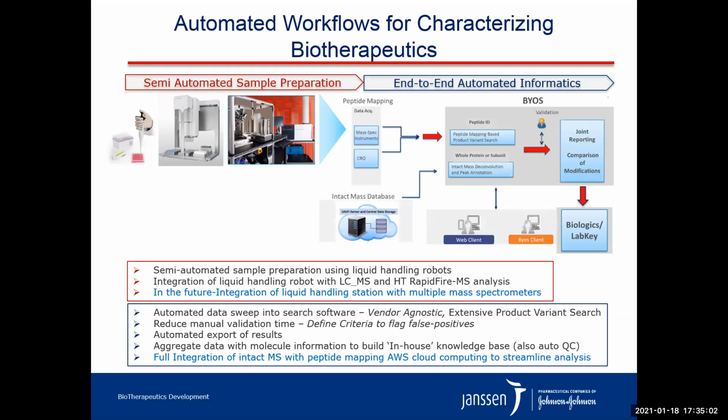Once the data is generated, our end-to-end automated data analysis pipeline using Protein Metrics Byos performs protein and peptide level analysis. We have further expanded these workflows with Byos Enterprise, which is an instance of Byos software that resides in the Amazon workspace that can centralize the analysis with multiple users accessing, processing, and sharing the data across the organization.